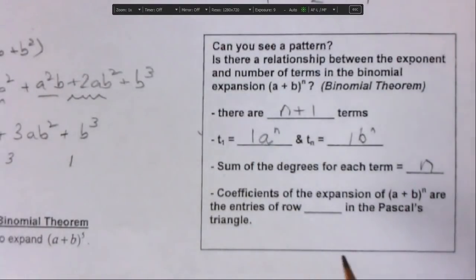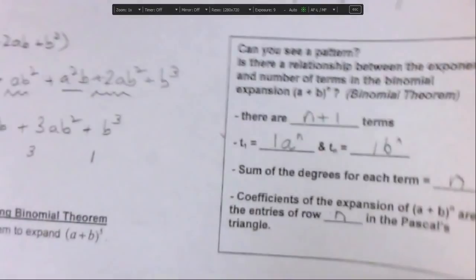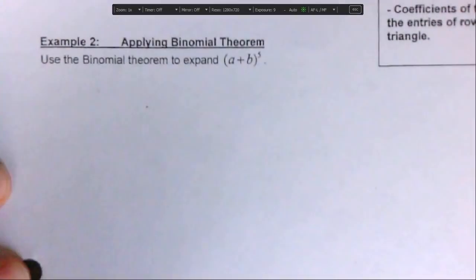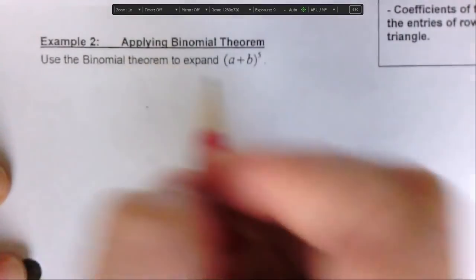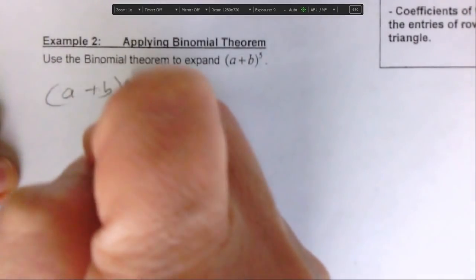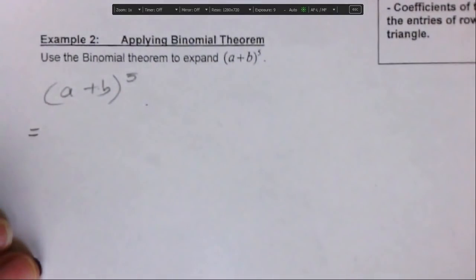Coefficients of the expansion of a plus b to the n are the entries of row n in Pascal's triangle. Pretty cool. So now when we do our example 2, we don't have to multiply them out. We can use the binomial expansion theorem. So a plus b to the n is, in our case, a plus b to the 5. What we do is we do this.